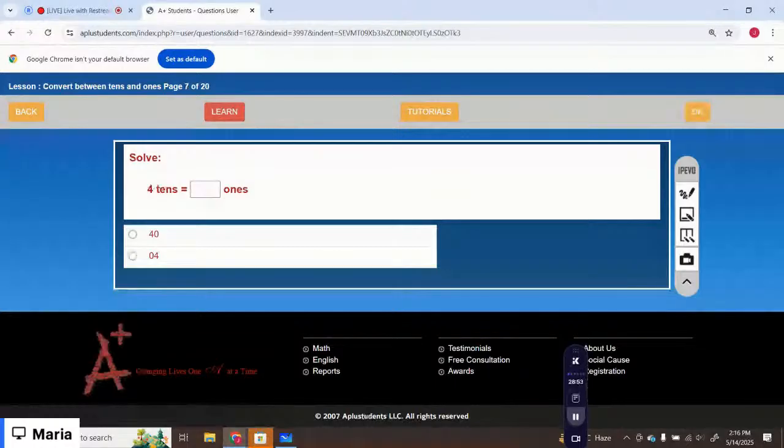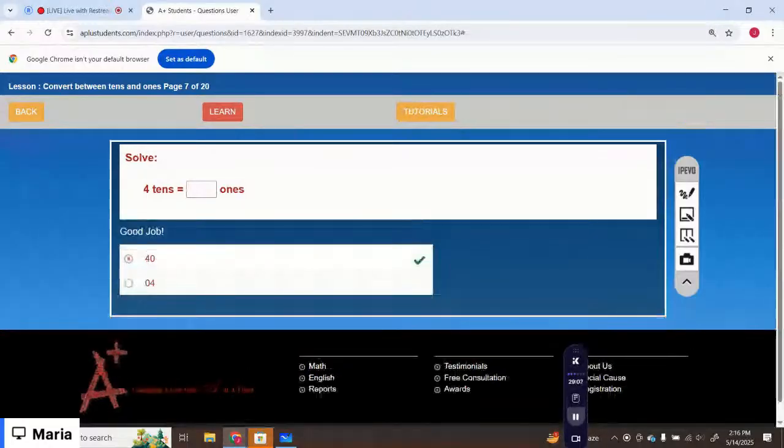4 tens equal how many ones? 4 tens equal 40 ones. The correct option is option number one.